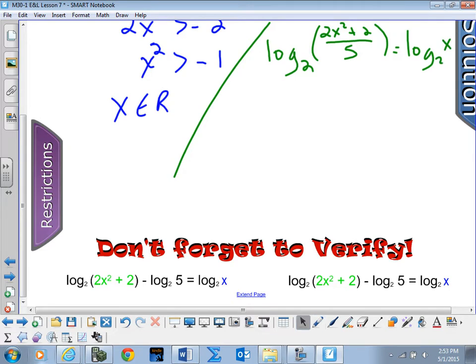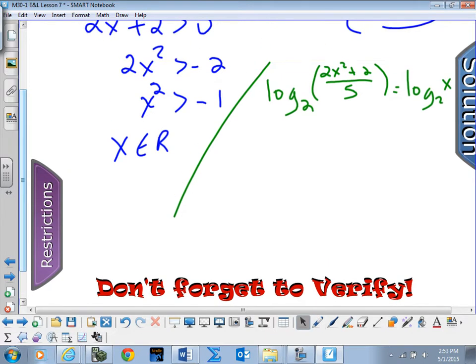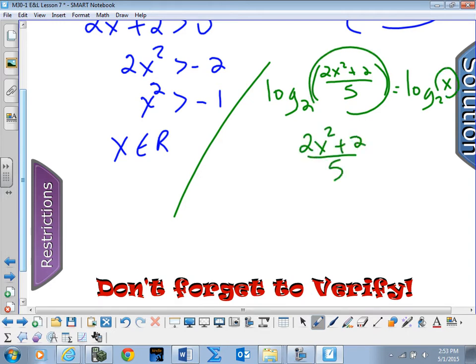Now, the nice thing about this one, when you get left side and right side to be a single log, just like when we drop the bases, we can drop the logs here. These are both base 2. That means that this has to equal this. So no more logs, it's just 2x squared plus 2 over 5 has to equal x. This will only work if you have a single log on both sides. Same idea as when we had a single power on both sides and we could drop the base. Single log on both sides, now you can forget about the logs.